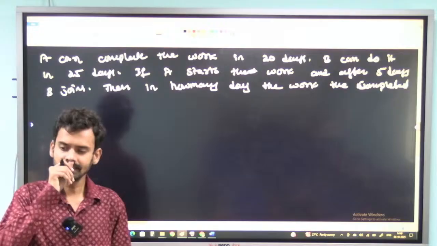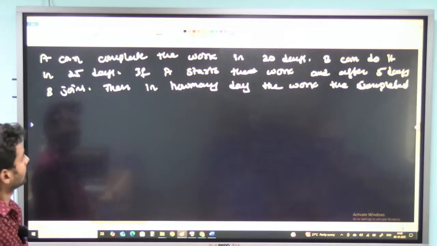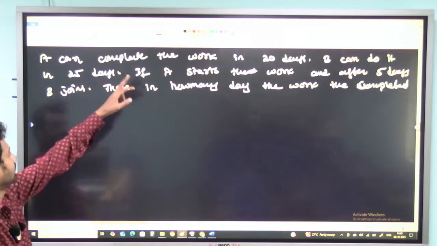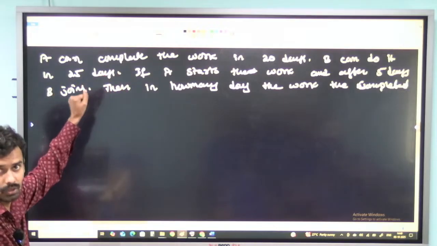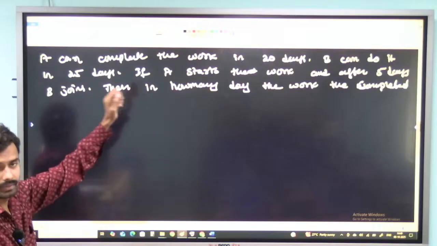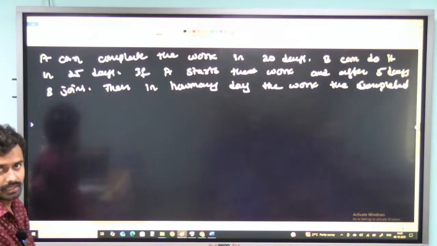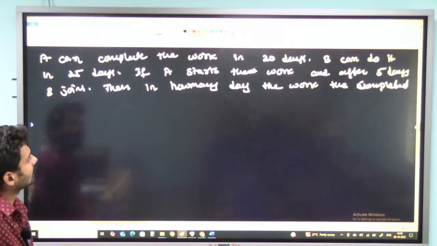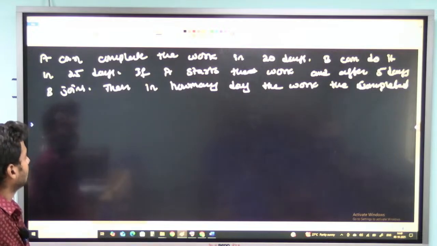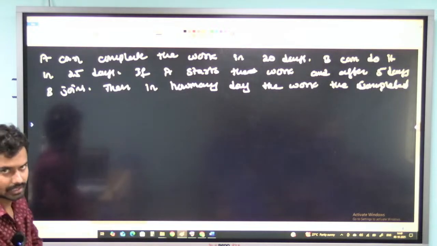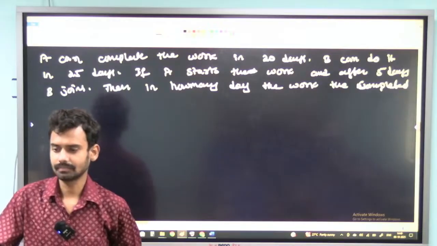So the question is saying A can complete the work in 20 days, B can do it in 25 days. Now they are talking about this 20 days and 25 days when they are working alone. A alone can complete the work in 20 days, B alone can complete the work in 25 days. If A starts the work and after 5 days B joins, then in how many days is the work completed? Let's see what happens in this case.